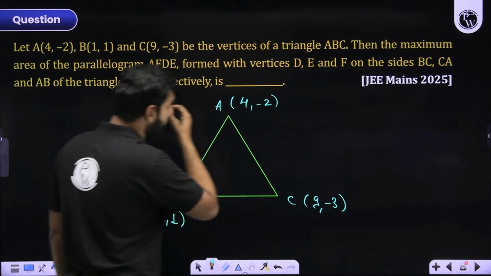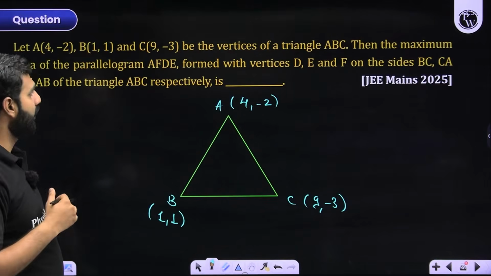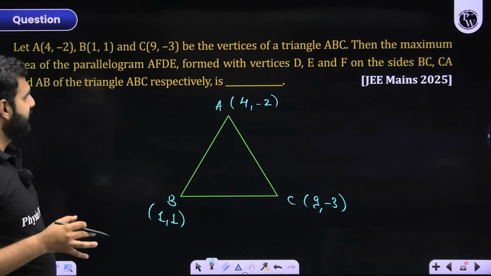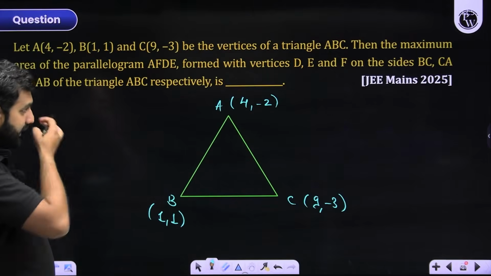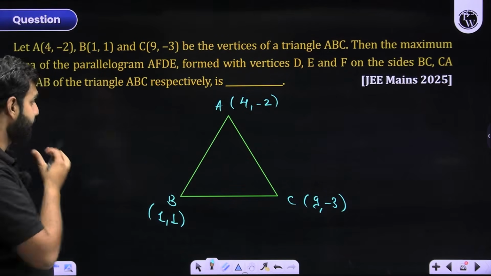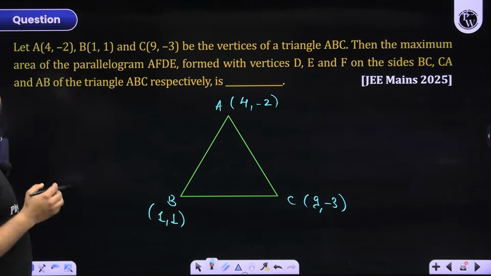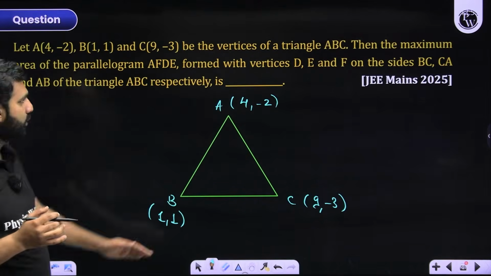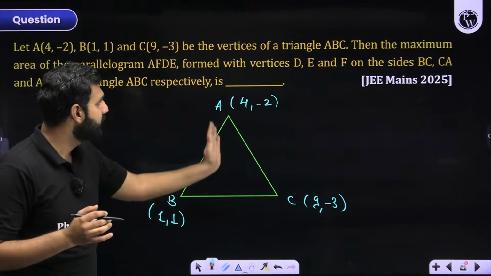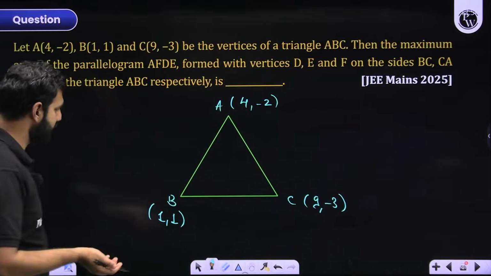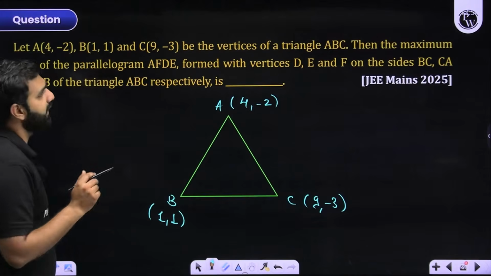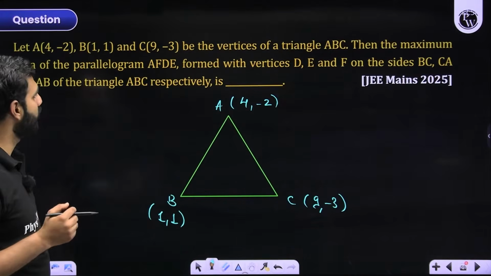Now they are forming a parallelogram with the vertices D, E, F. D is a point on BC. E is on CA, and F is on AB. So I have BC, CA and AB, all the three sides basically. And the fourth vertex should be A.